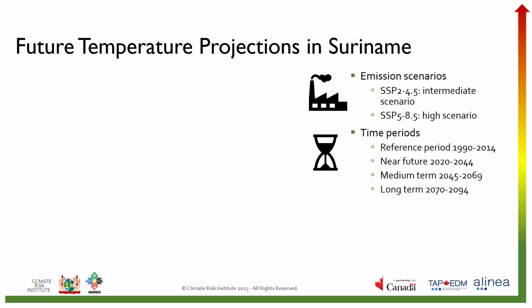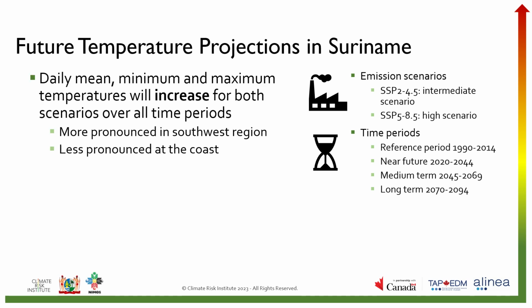They also looked at several time periods, so they're using the 1990 to 2014 average as their reference or baseline period. And then they compared that to 3 different future time periods. They have a near future, a medium-term future, and a long-term future. So what can we expect in terms of temperature in the future?